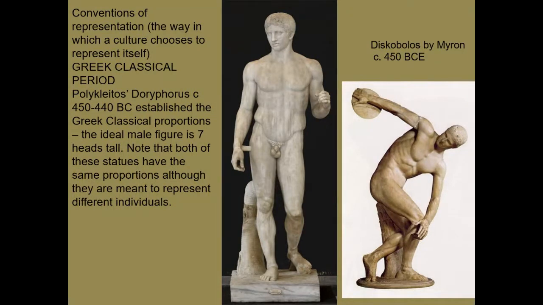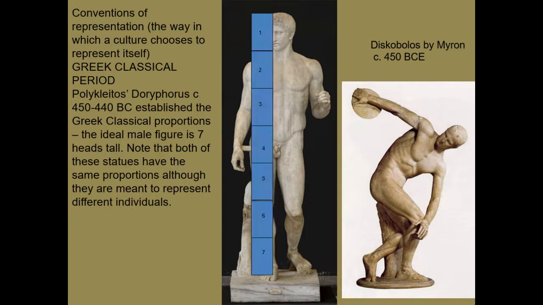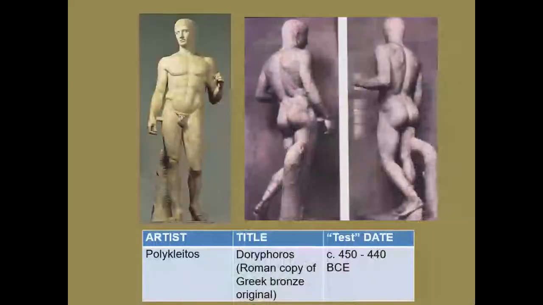It does become a little more elegant, it does become a little taller, but the proportional system that Polykleitos worked out for the classical era is a system in which the figure's proportions are based on the size of the head. So head times 7 equals the overall height of the figure. And you can see that artists maintained that proportional system for many decades after the creation of this original figure.